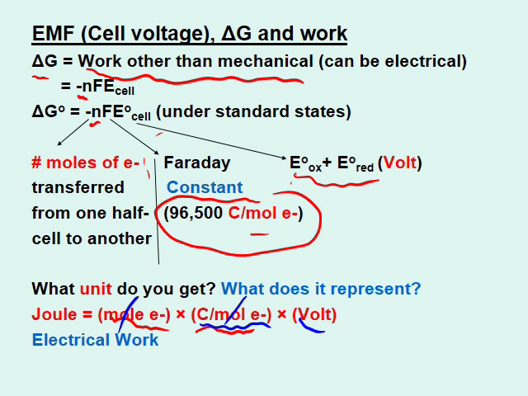And that's electrical work. So basically, you need to know how many moles of electrons are being transferred from one half cell to the other half cell. Then, of course, you'll have to know the cell voltage. Then 96,500, or Faraday, is a constant quantity.